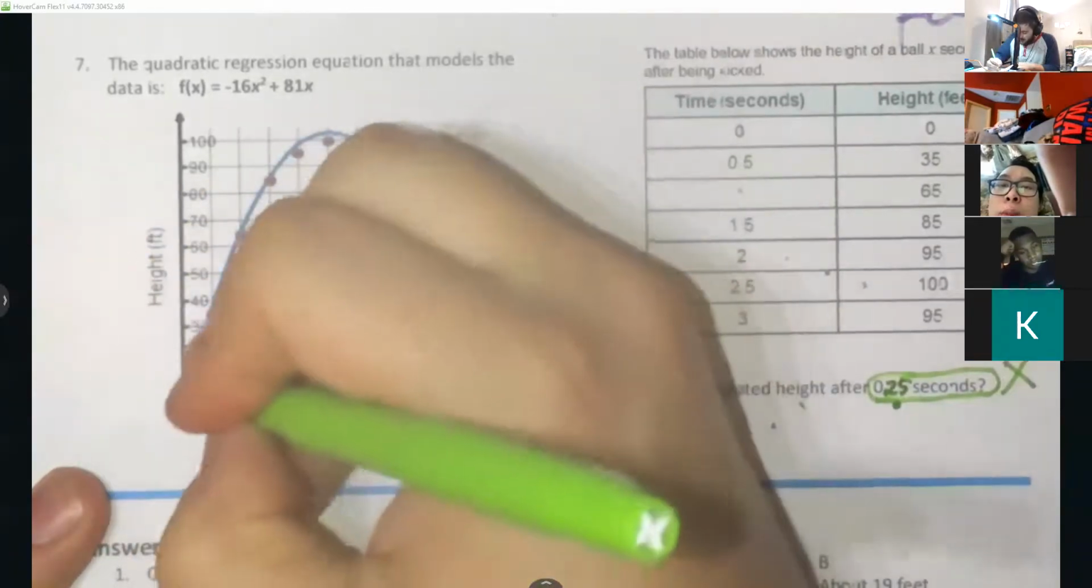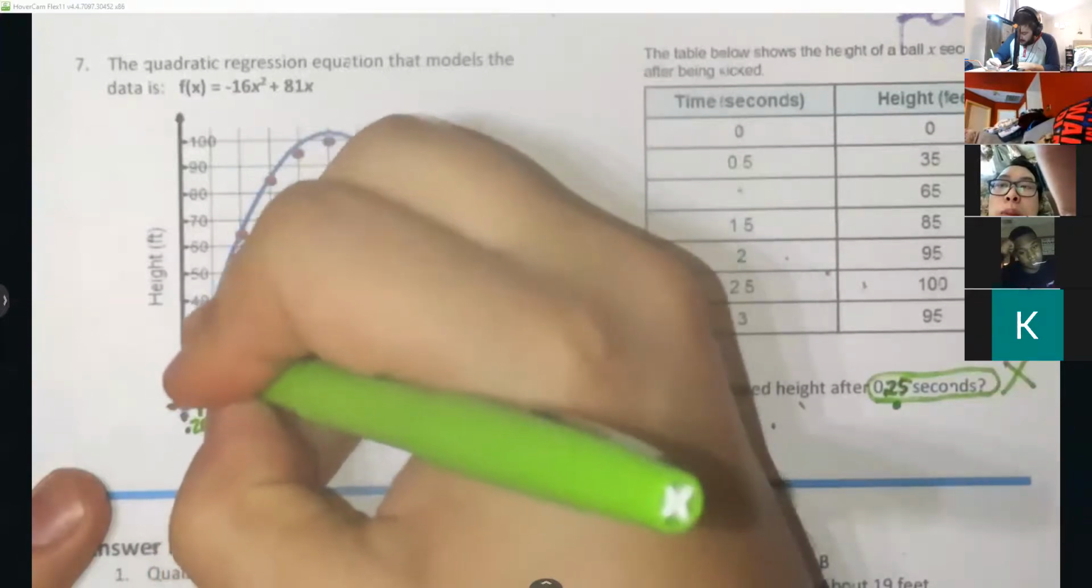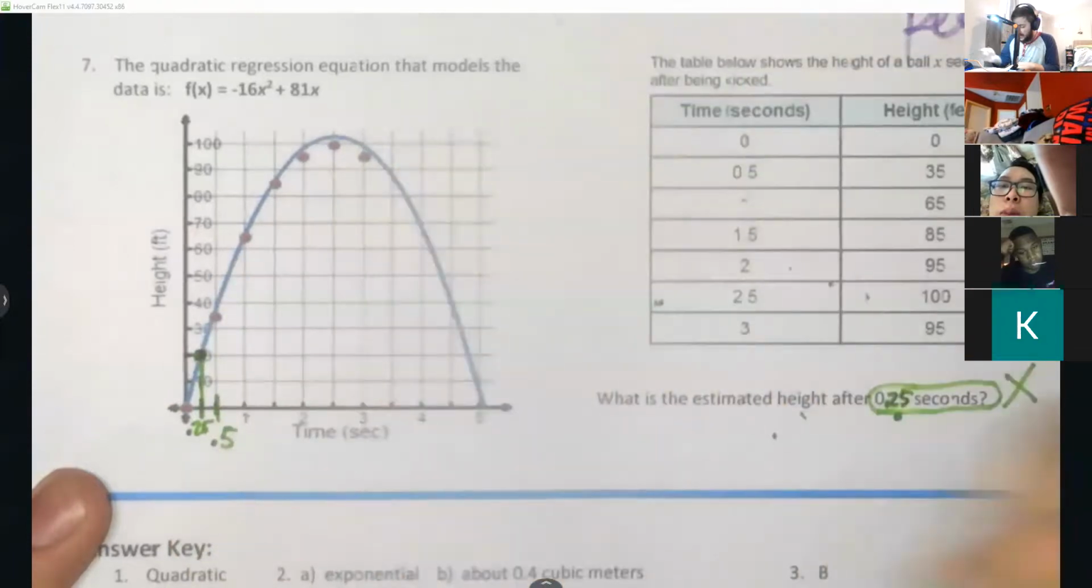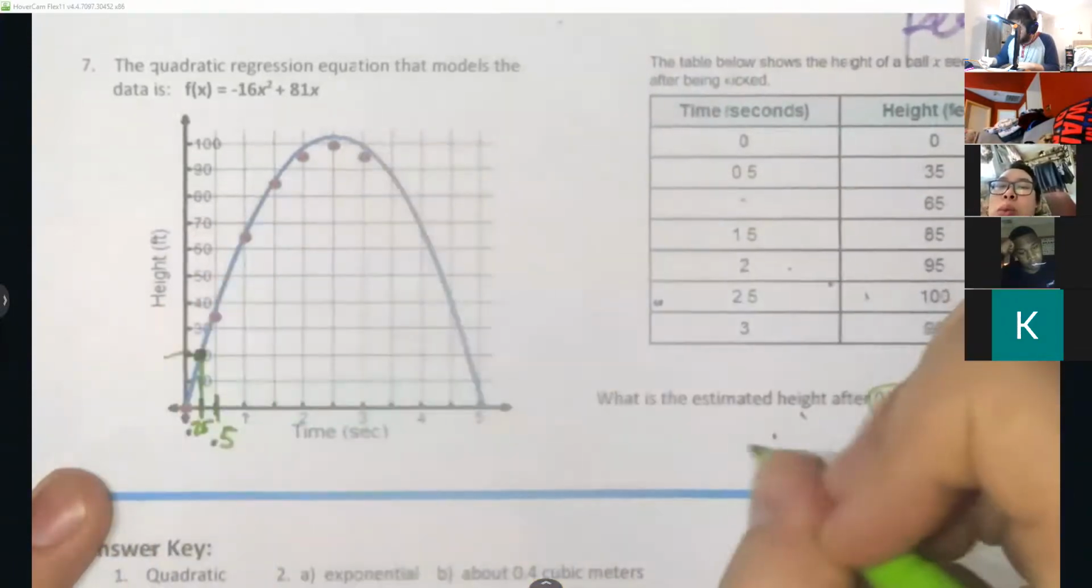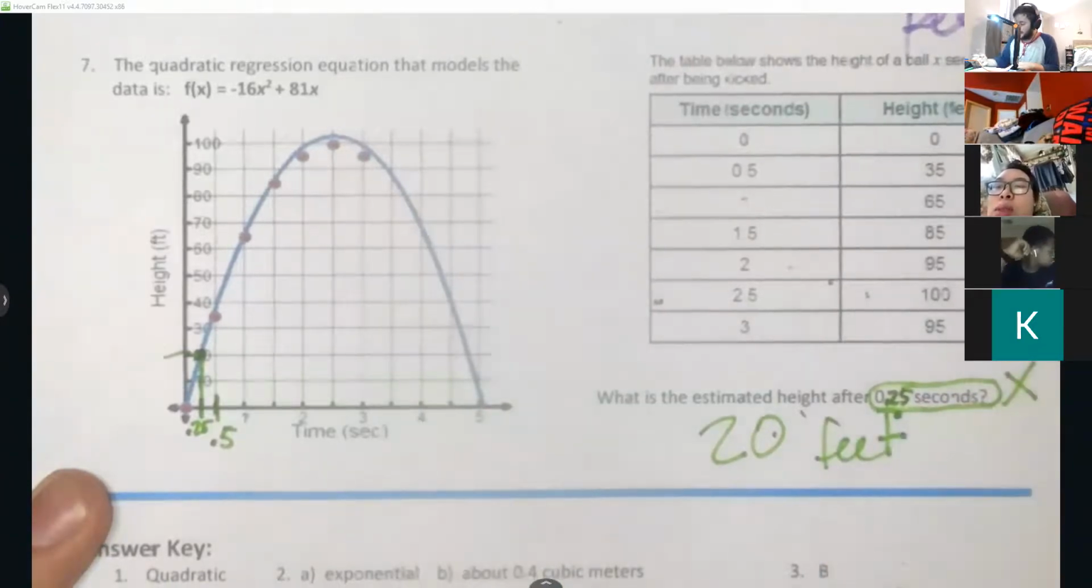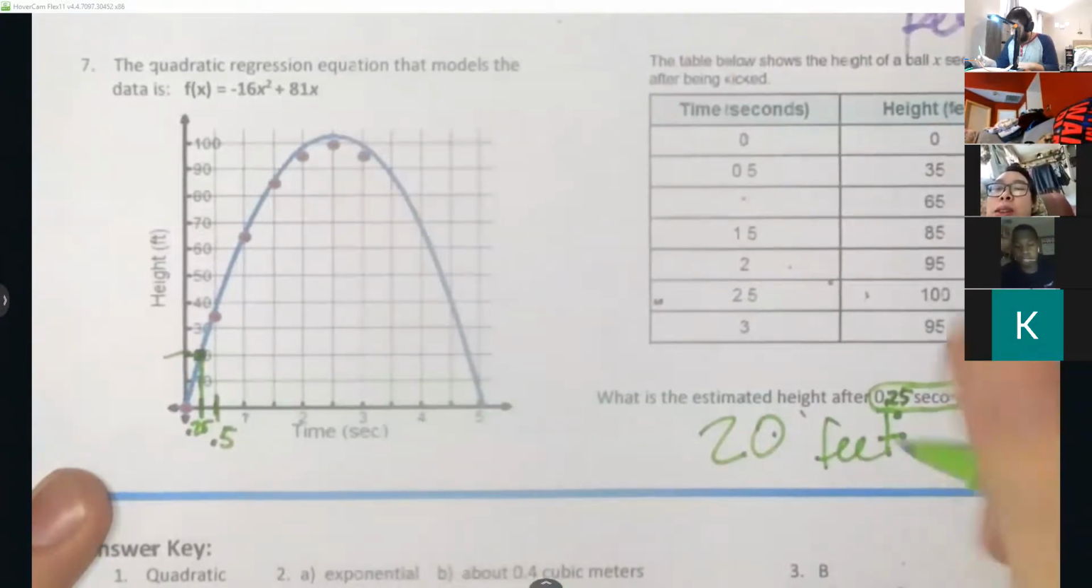That's why this one was a little tricky. So it's actually 20. That guy right there was 20. 20 high. That'd be 20 feet. So that's where that one was a little tricky.